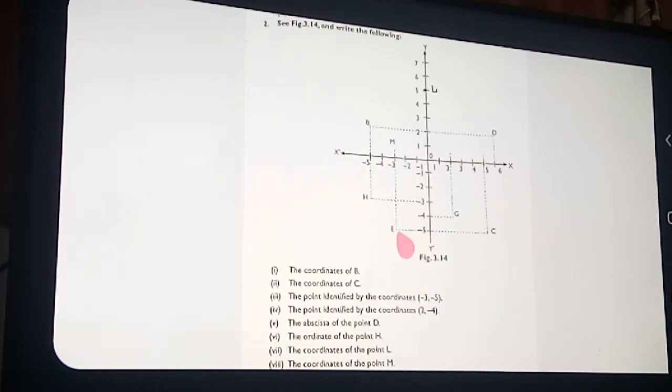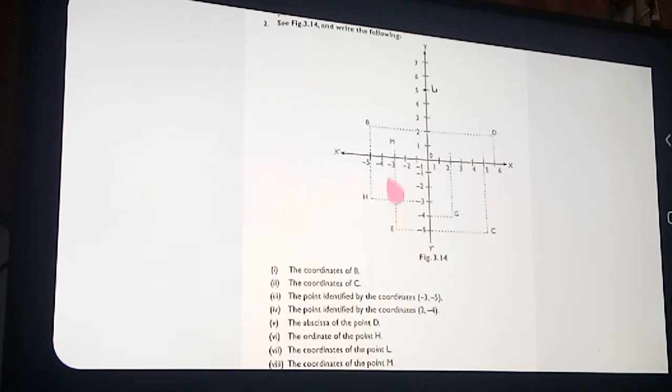Once more, the teacher will repeat. The answer of question number 3 is, write down the answer: the point identified by the coordinates -3, -5 is E. Point E. Written? Yes. Now next question.